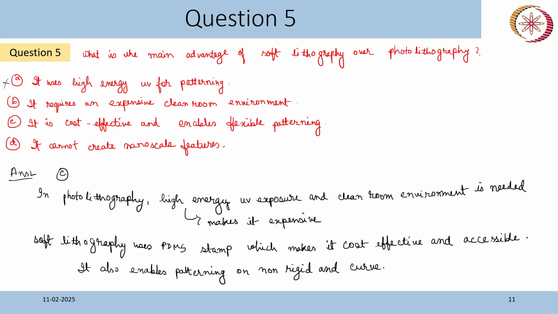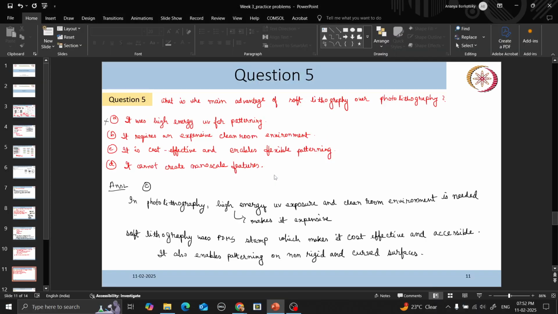Whereas photolithography we normally do on rigid substrates. Mainly it is very popular for lithography on silicon substrates. Because the PDMS stamp itself is flexible, we can use it for curved surfaces as well. So that is why it is a very flexible patterning technique, and we can make a variety of devices, a variety of designs using this lithography technique. Hope this is clear.